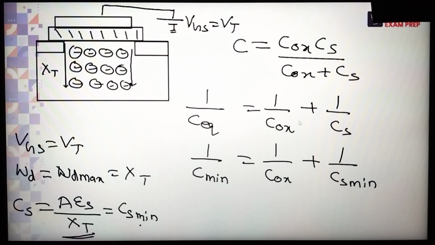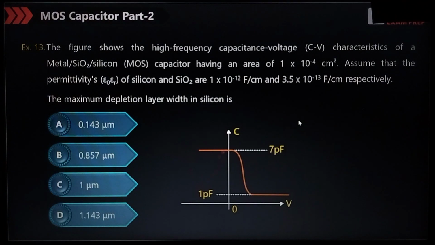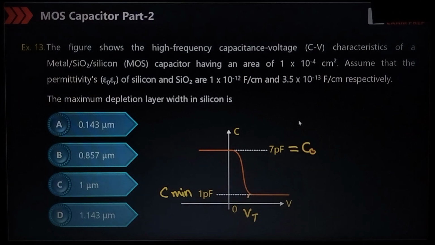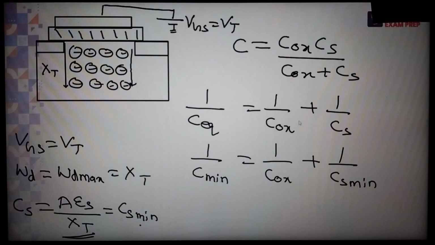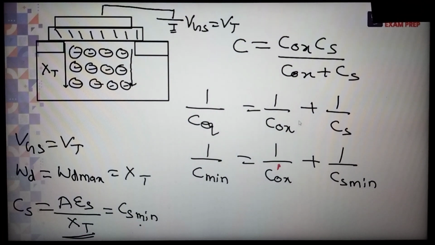Okay, now what is the C minimum? From the diagram, everyone tell me what is the C minimum in the given C equivalent. Where is the C minimum? This is the C minimum, exactly at VT: 1 picofarad. What is the COX? This is nothing but COX, 7 picofarad, COX dash, because it is the complete one. So you can find a C minimum, everyone.